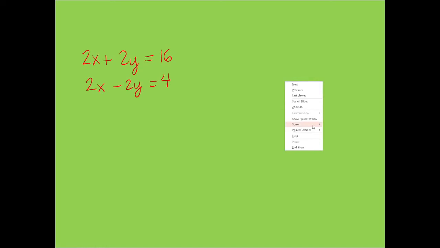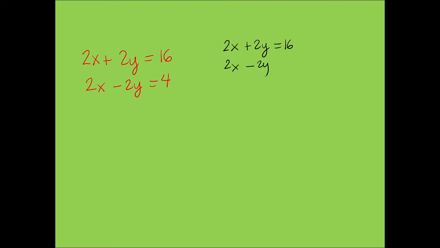Okay, this one. What if I'm going to have 2x plus 2y equals 16, and 2x minus 2y equals 4? Which variable are you going to eliminate? I'm going to be eliminating y. So I now have 2x plus 2y equals 16, and 2x minus 2y equals 4.